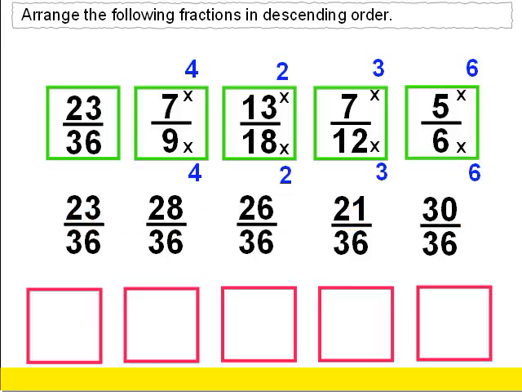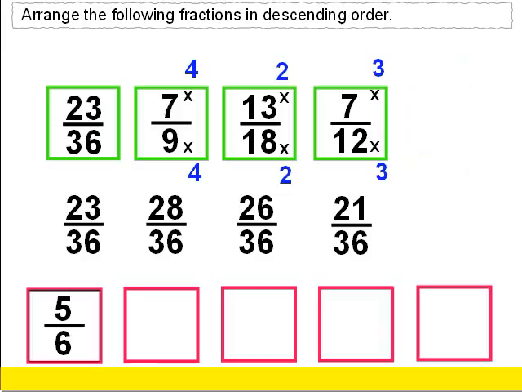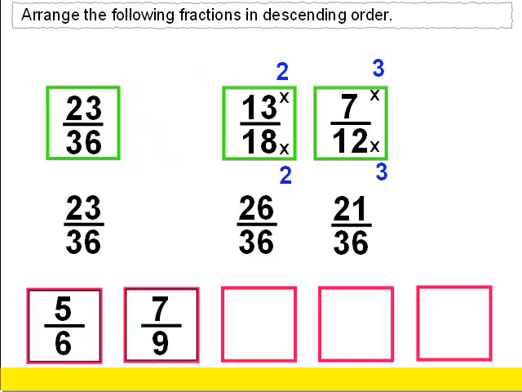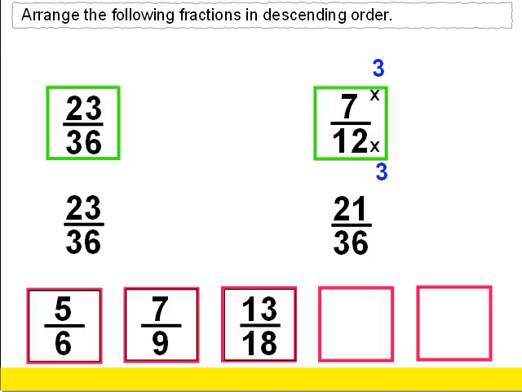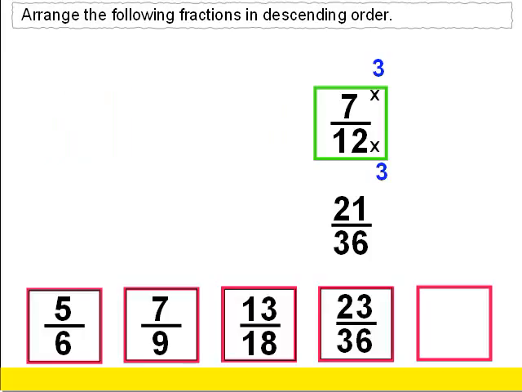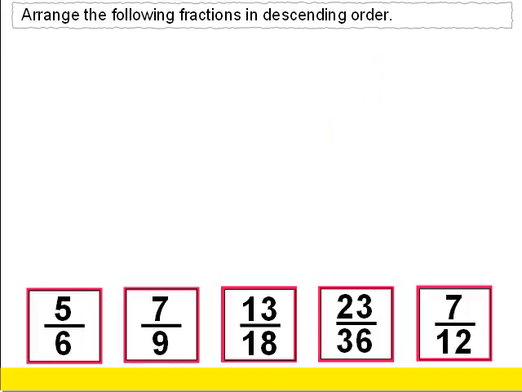30 is the largest, so we put 30 over 36, which corresponds to 5 over 6. Then we put 28 over 36, which corresponds to 7 over 9. And then 26 over 36, which corresponds to 13 over 18. Then 23 over 36, and lastly 7 over 12. Therefore, this is the correct arrangement order that the question is seeking.